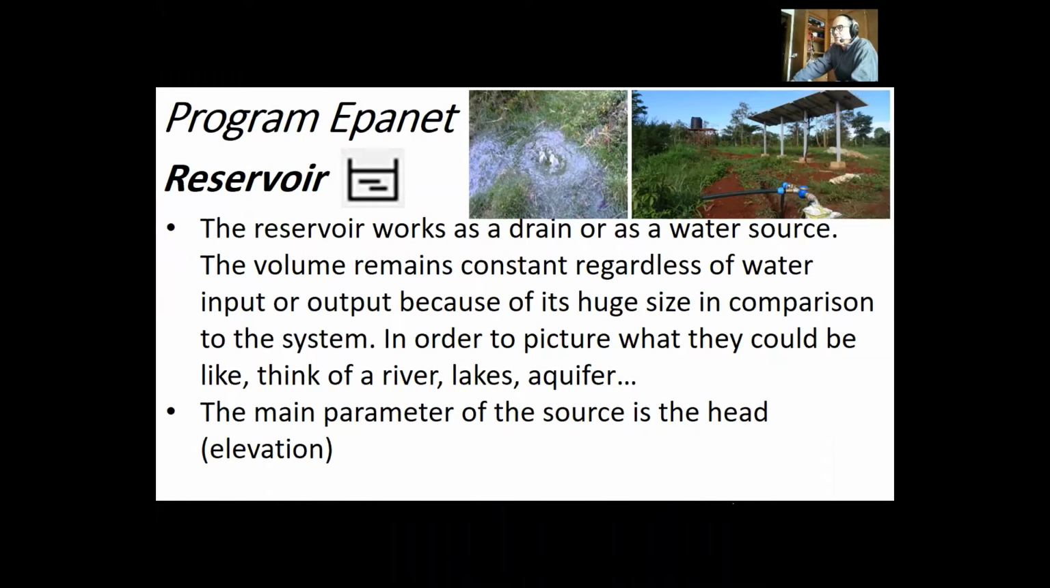Then you have the reservoir. Again, the reservoir, don't mix it with the tank. It's the place where we take the water from. It can be a lake, it can be a borehole or a river. The thing is that the reservoir has a constant elevation and the reservoir always has water. There is no way that you empty the lake, for example, or that you empty the borehole. In reality, yes, you can dry a borehole, but an EPANET reservoir always has water. So the main element of the reservoir is the elevation.